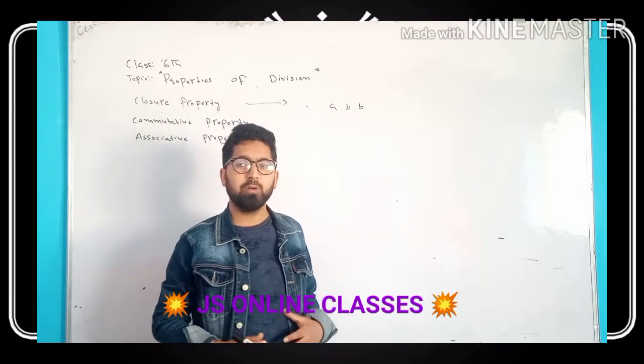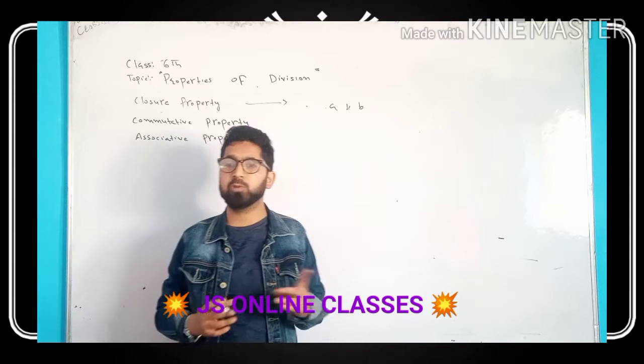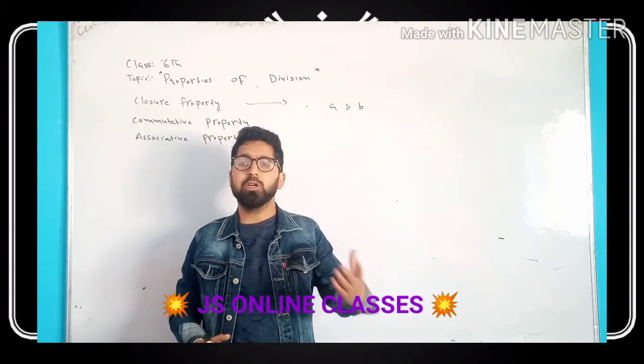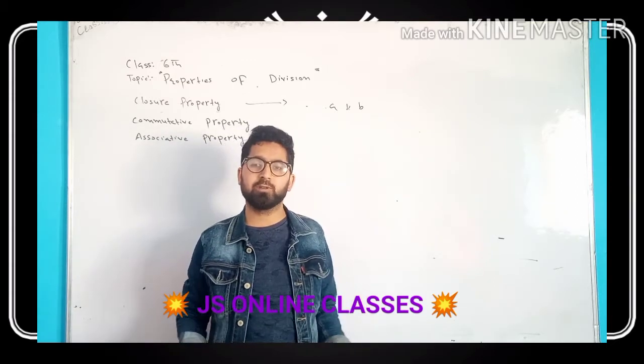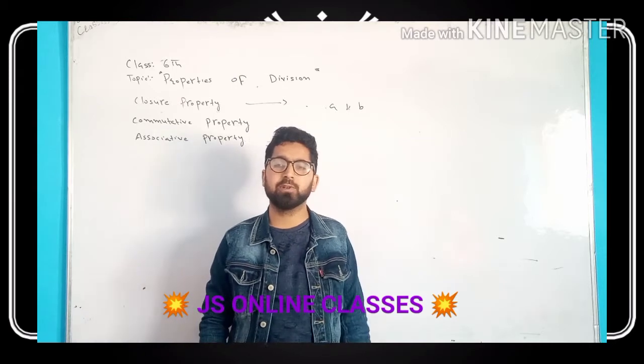समझ आ रहा है सबको? Again I am telling you that if we have two whole numbers A and B, the quotient of whole numbers need not be a whole number. So closure property does not work in division.